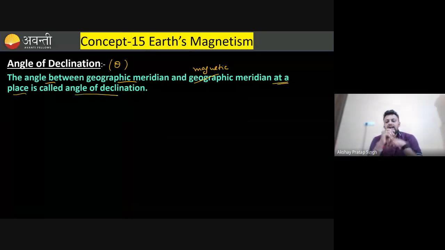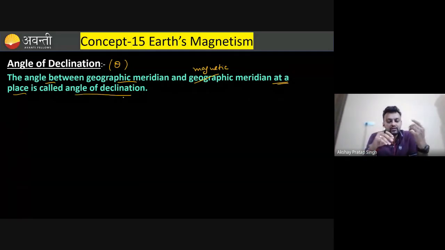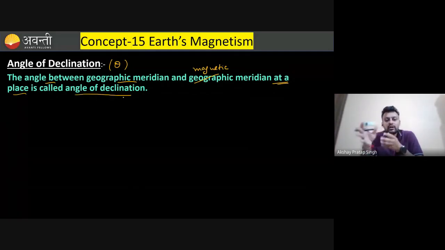What does it mean, at a place? It means that it depends on the place. If you are finding the angle of declination at Delhi, it will be different, and if you are finding it in New York, it will be different. So angle of declination depends on the location at which you are. It is not a constant thing. It varies depending on your location. Very good. So what you should remember: the angle between geographical meridian and magnetic meridian is known as angle of declination. It is denoted by theta. Very simple. Moving further.